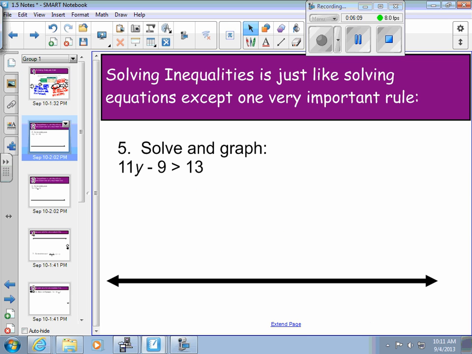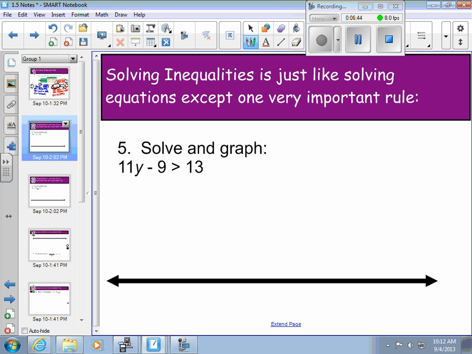When you solve inequalities, it's just like solving equations that we did a couple days ago, except there's one important rule, and it's listed on your note sheet. Whenever you multiply or divide by a negative number, you must reverse the inequality symbol, or flip the inequality symbol the other way. So anytime we run into that situation, we got to remember to reverse the direction. So let's look at number 5 here. On number 5, they want us to solve and graph this out.